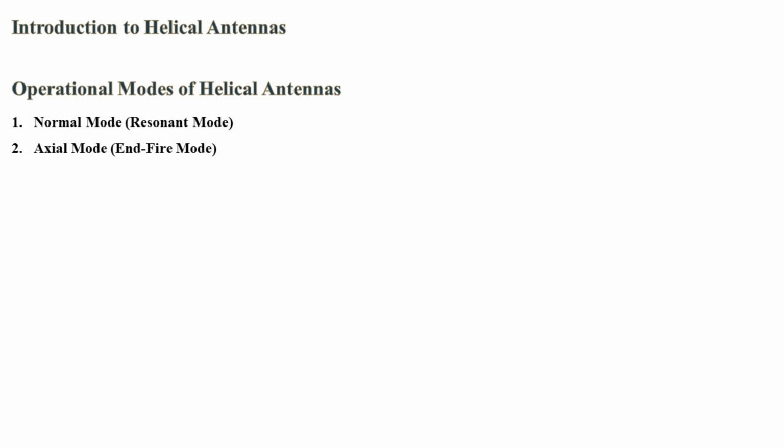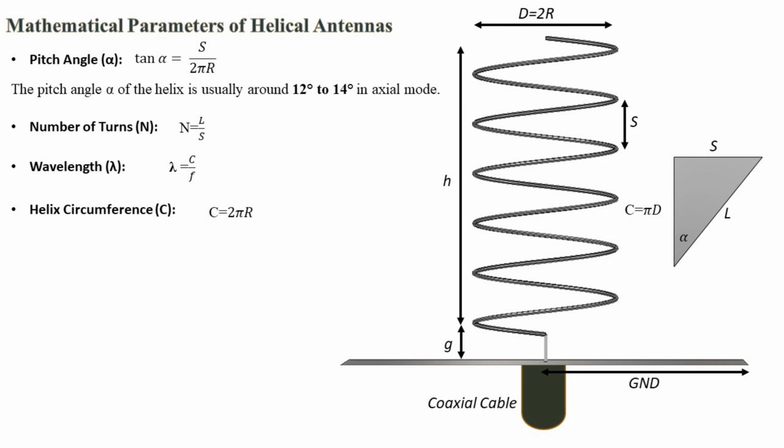2. Axial mode, or end-fire mode. In axial mode, the helix dimensions are comparable to the wavelength of the operating frequency. The antenna radiates along its axis, producing a directional beam with high gain and circular polarization. This mode is ideal for satellite communication and radar systems. This slide shows a figure of a helical antenna.